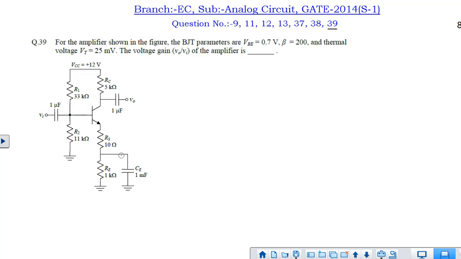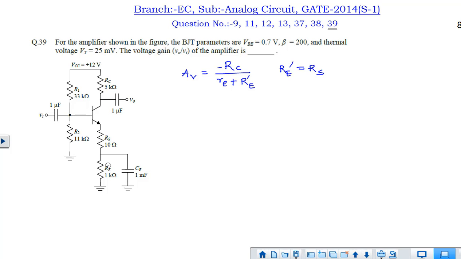Here if we see, because of this emitter capacitance, for small signal voltage this RE won't affect the small signal gain, as it will be short circuited, but this RS will affect the gain. So as you know, the gain of a common emitter amplifier with emitter resistance, the gain expression is minus RC by (re plus RE).